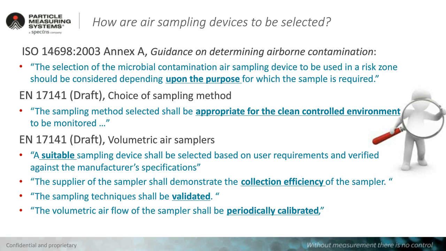And ISO EN 17141 tells us that the sampling method must be appropriate for the clean controlled environment to be monitored. So you need to select the sampling method carefully according to what you're expecting. Considering volumetric air samples, it says you need to select a suitable device with the right collection efficiency that is validated, and of course all the instrumentation that you're using must be periodically calibrated. That's not new, but it is now written explicitly in this draft. That's why I like this new draft very much.